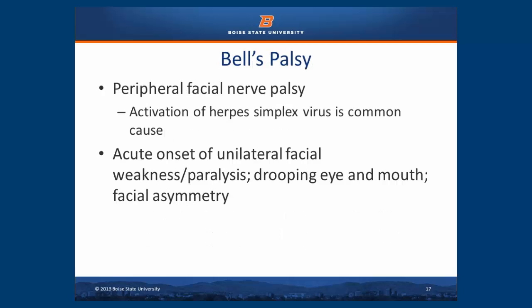Bell's palsy, I'm putting this here in this section of the lecture because it's commonly diagnosed once a stroke has been ruled out. Bell's palsy is peripheral facial nerve palsy, and the patient will have an acute onset of unilateral facial weakness and paralysis with a drooping eye and mouth and facial asymmetry.